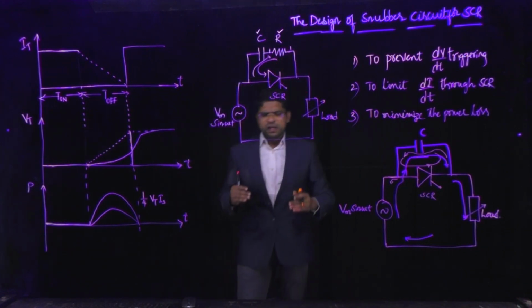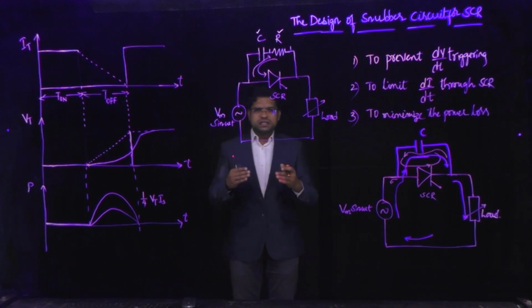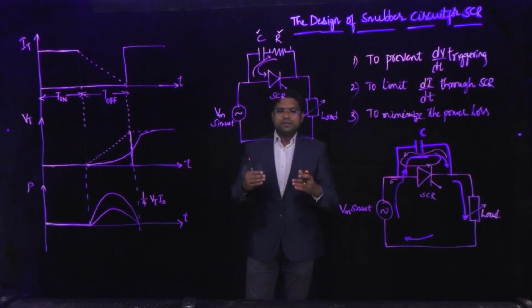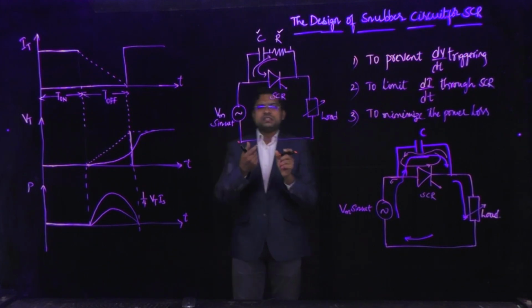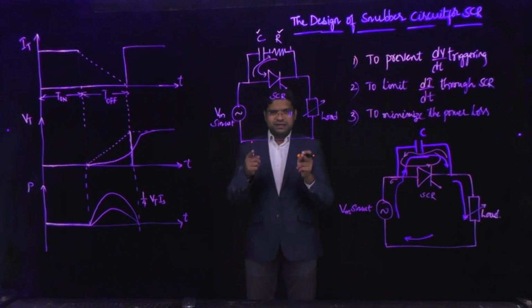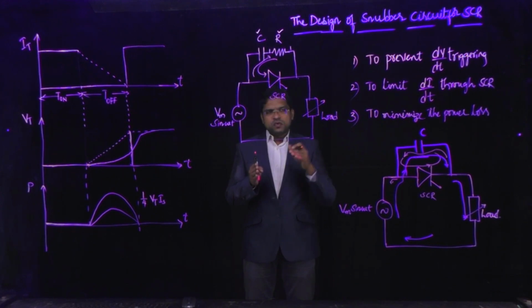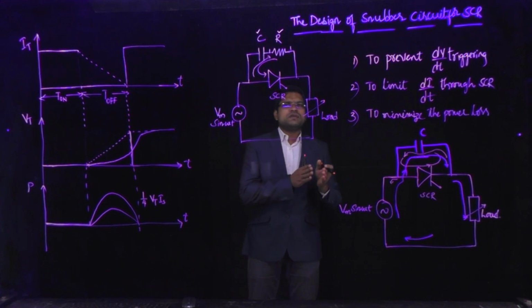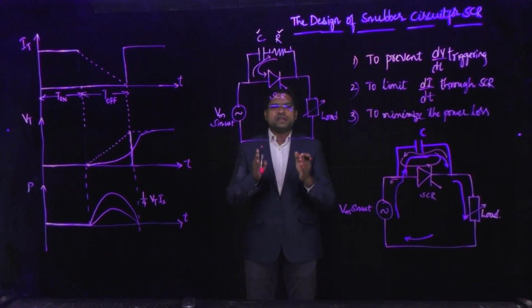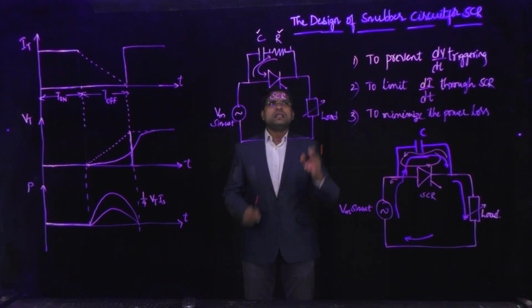So I can conclude that a snubber circuit is a circuit in which the series combination of a capacitor and a resistor is connected across the SCR to prevent dV by dt triggering of the SCR, to limit the high rate of change of current flowing through the SCR, and thirdly to minimize the power loss or power dissipation during the switching operation of an SCR. So this is all about the design of the snubber circuit of an SCR.